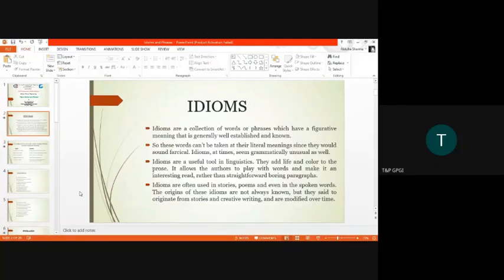The origin of idioms is not always known. If somebody is saying some idiom, we don't know where that idiom came from. But they are said to originate from stories and creative writing. When people do creative writing, they come up with very interesting idioms, and they are modified over time. In this session, I'll give you many examples of how idioms work and how you should grasp the meaning of an idiom.